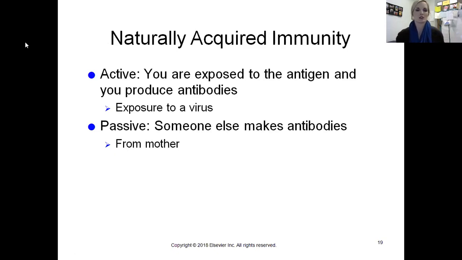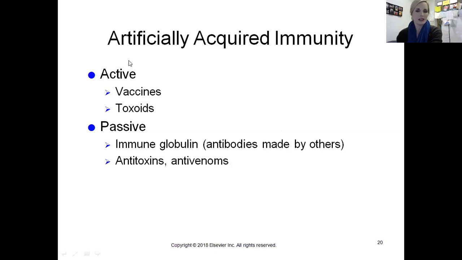So going back to that, these two were natural. We have natural active and natural passive. Natural active, we are just exposed to that pathogen. We may get sick from it, but we develop our own antibodies. Natural passive is we are naturally passed on those antibodies. So the best example would be a mother to an infant through breast milk. Artificial active, again, active meaning that I'm going to create my own antibodies, but that's passed on artificially to me through a vaccine. And artificial passive is I am artificially passed on the antibodies.